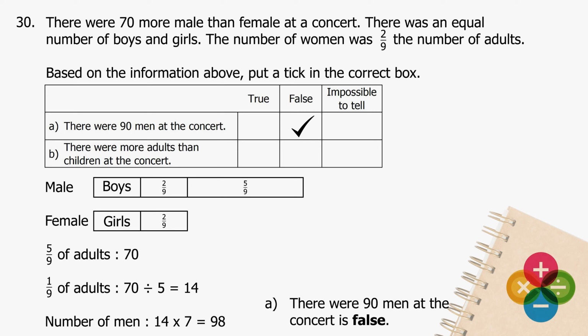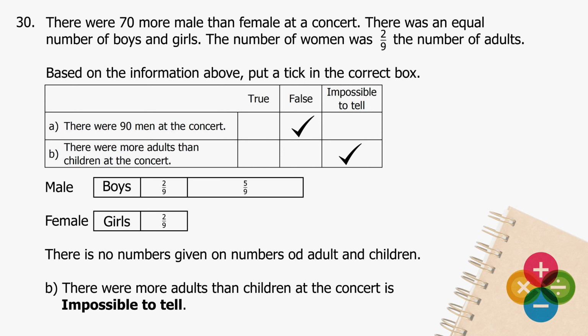Five-ninths of the adults is equal to 70. 1/9 of the adults will be, divide 70 by 5, and the quotient is 14. The number of men will be, multiply 14 by 7, and the product is 98. A. There were 90 men at the concert is false. There are no numbers given on the number of adults and children. B. There were more adults than children at the concert is impossible to tell.